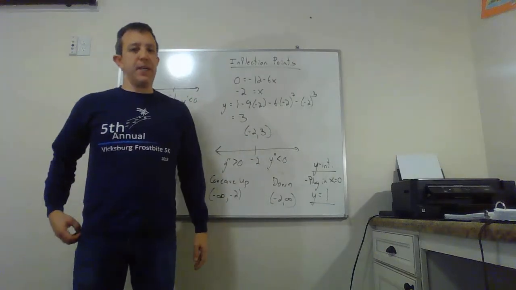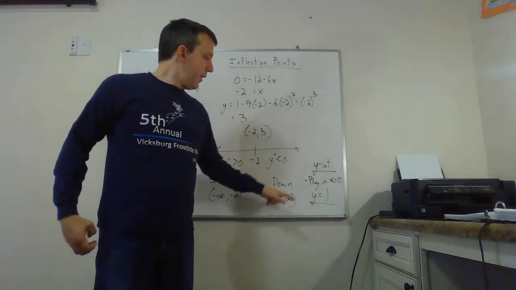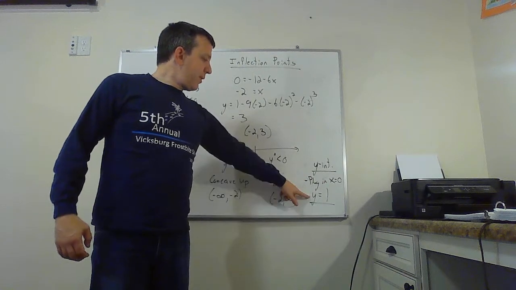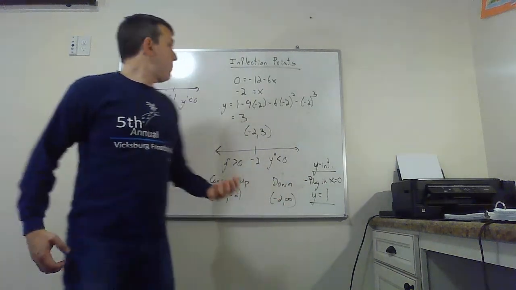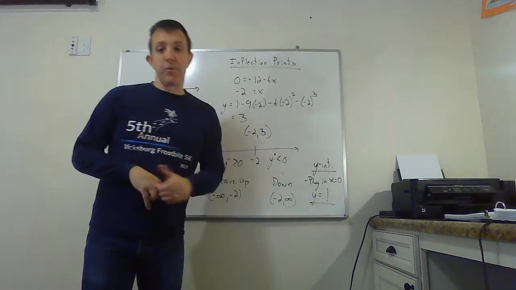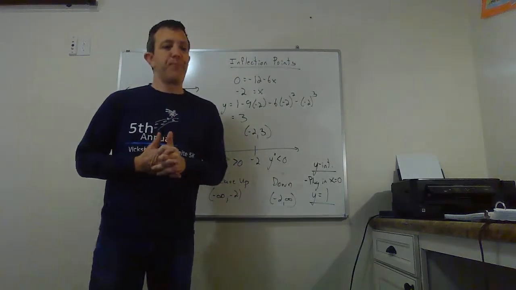So the last piece that I needed for this problem was a y-intercept. I plugged in x equals 0, and if you do that, you get y is equal to 1. So go back to the original function, which I don't have on the board right now, plug in 0, and you're going to get 1.